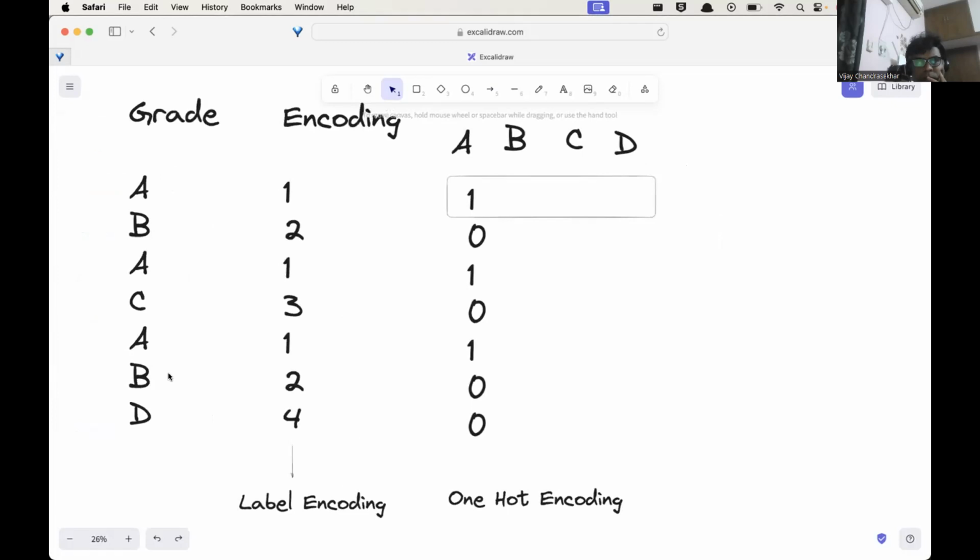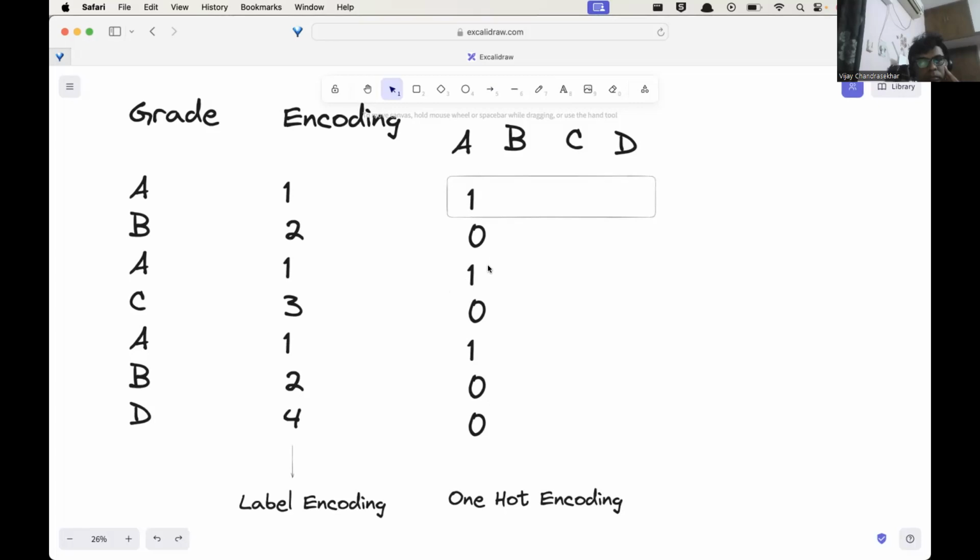Now there are a couple of different ways in which you can think about it. If I have only 4, then 1, 2, 3, 4. If I know that it's ordinal, which means there is an order in my data, then ordinal encoding, label encoding, works. But when I don't know, if it is nominal, then label encoding does not work because there is no order in it. So you would use one-hot encoding.